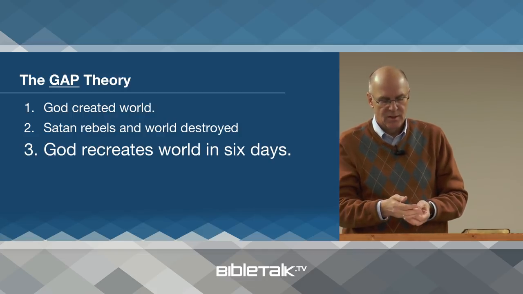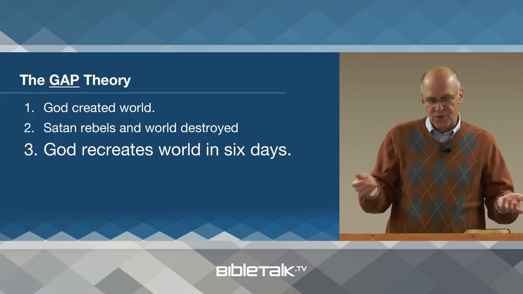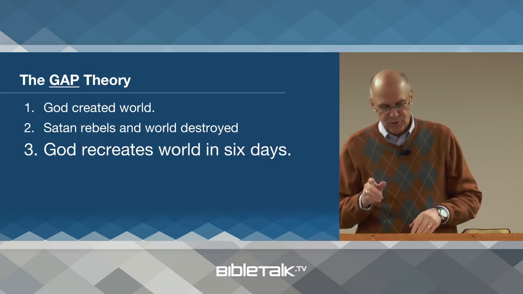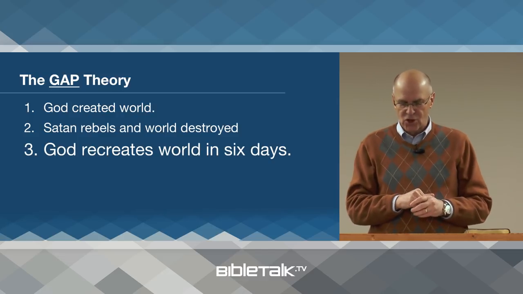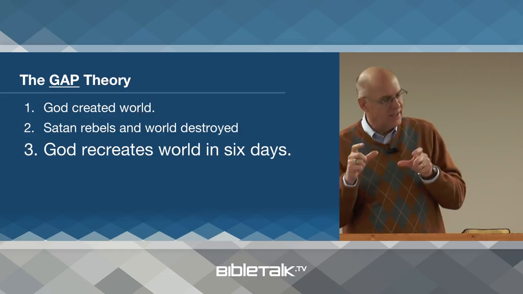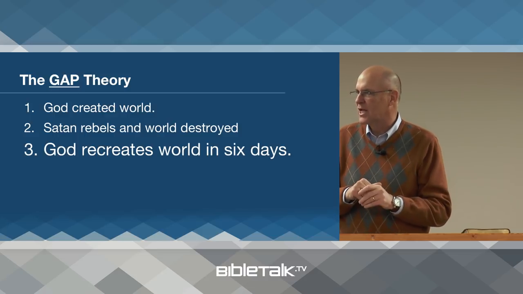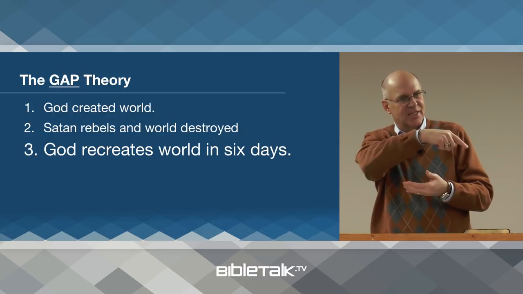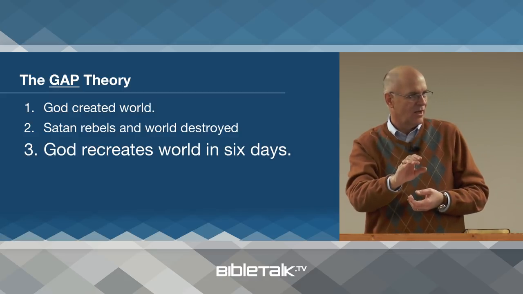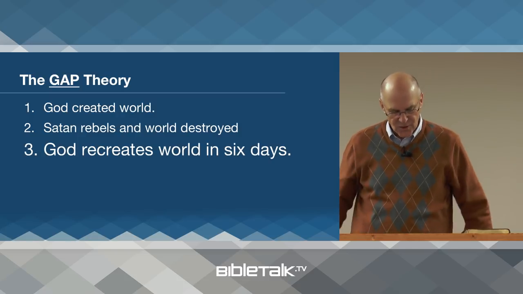Okay. Now this theory is also known as the ruin and reconstruction theory. It's also been called the pre-Adamic cataclysmic theory. And it was first proposed by a man called Thomas Chalmers in the 19th century. And it was popularized by the endnotes in the Scofield Bible. So you know the Scofield Bible, it's a type of Bible translation. And in the liner notes on Genesis, this gap theory is posited as an explanation and an effort to marry evolution and the Bible record together.